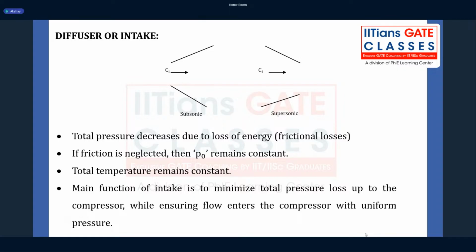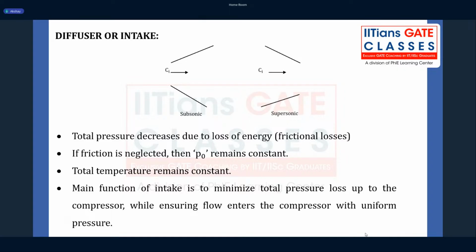Whenever I say intake or diffuser, what comes to your mind? You might have encountered these terminologies before in your engineering. Can anybody tell me what a diffuser is? Okay, so let me explain in this fashion.